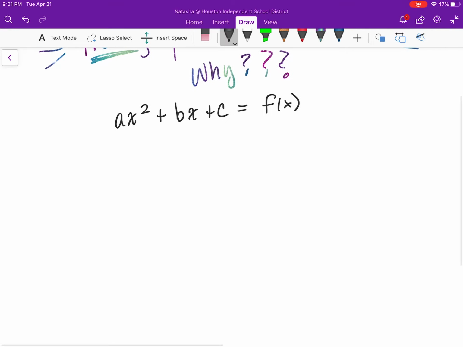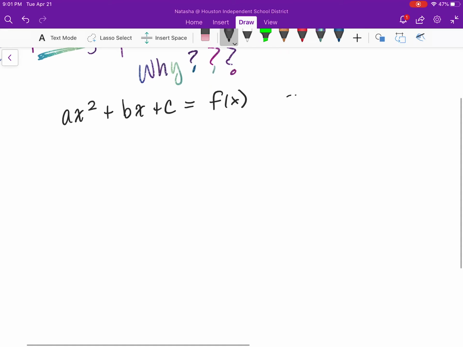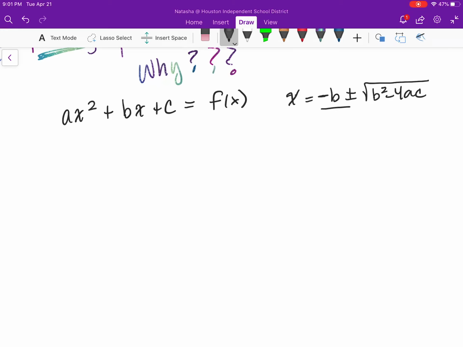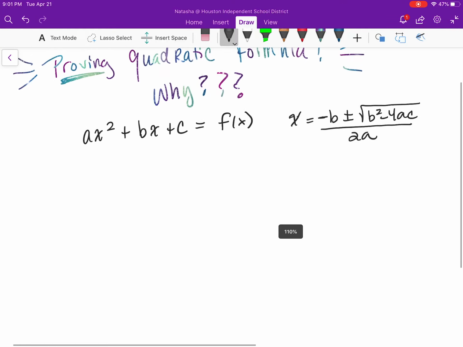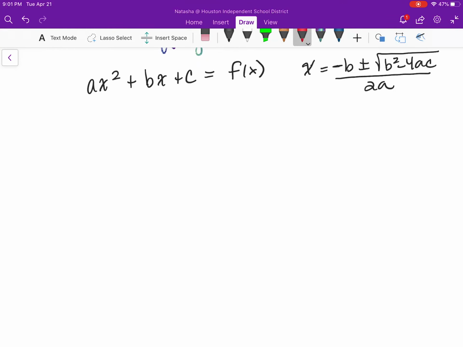So we have our standard equation, ax squared plus bx plus c, and we're going to start this off and say that's equal to f of x. Now, you might want to ask, well, how does this standard form lead us to the quadratic formula, x is equal to negative b plus or minus the square root of b squared minus 4ac, all of that over 2a? Well, ladies and gentlemen, I'm going to take you right to it.